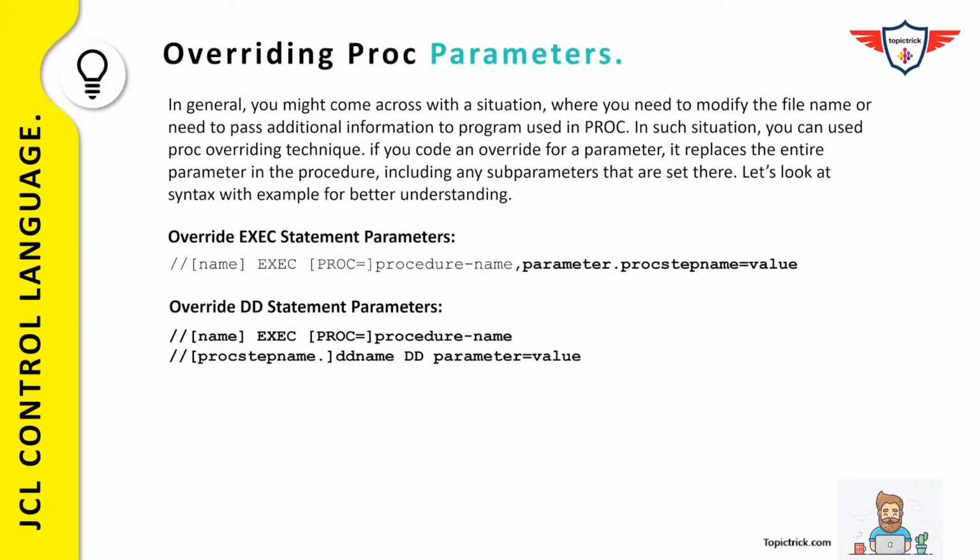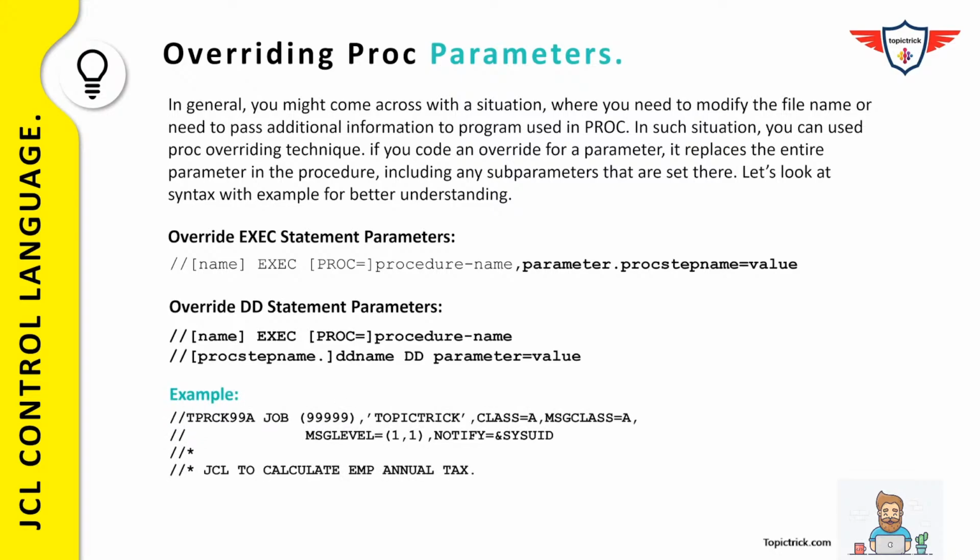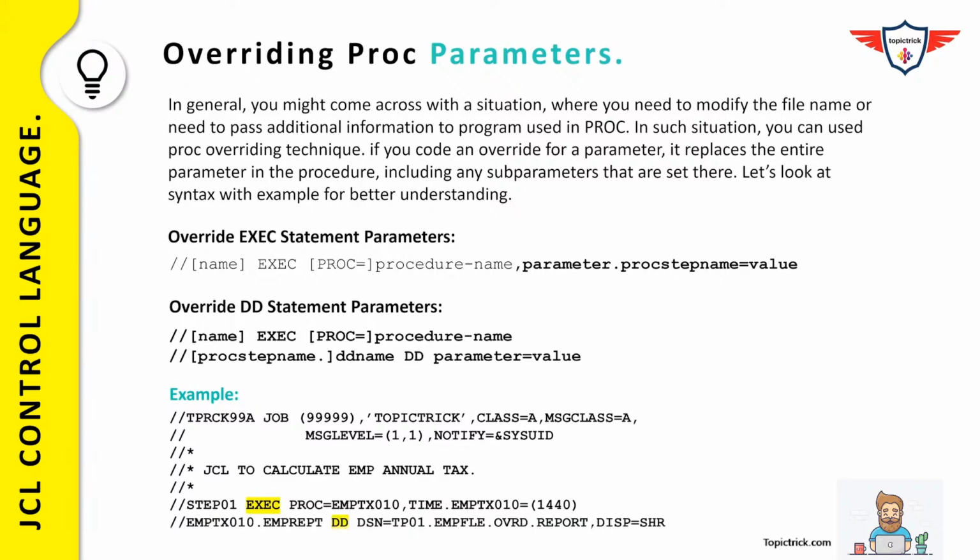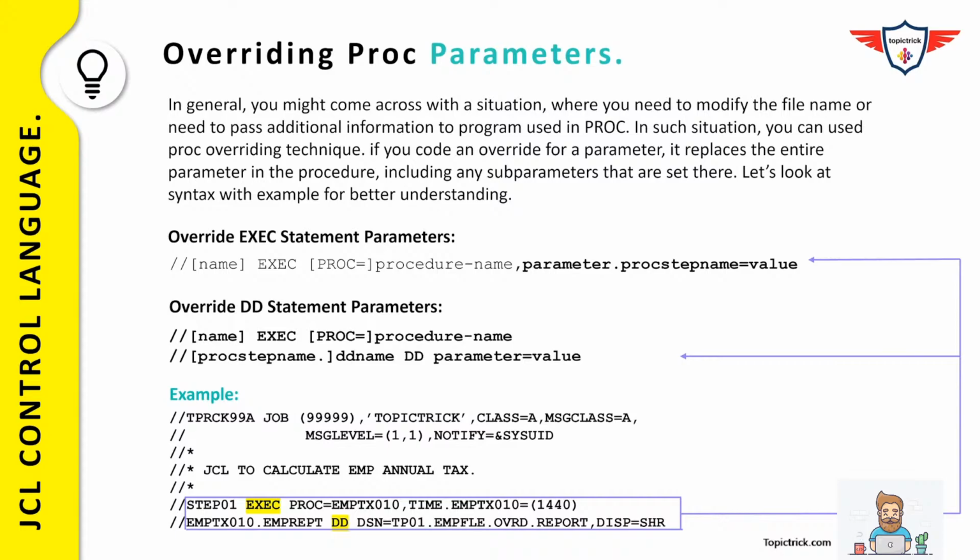And in case you want to override the output statement at a job level, then you are not required to specify the procedure step name. Before we look into the example, I would like to highlight that whenever you override any execute, DD or output statement, make sure you include all the subparameters that are not supposed to change, or that will remain unchanged during this override process. So here's an example that illustrates how you can use the proc overriding technique to override the DD statement and execute statement. And this will clearly explain what we discussed till now.